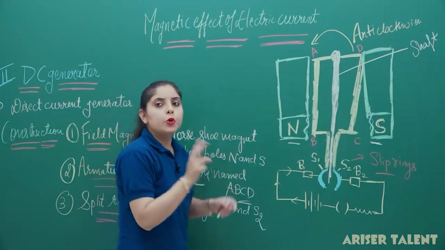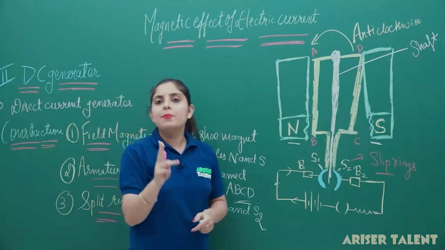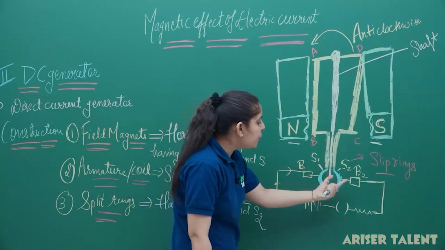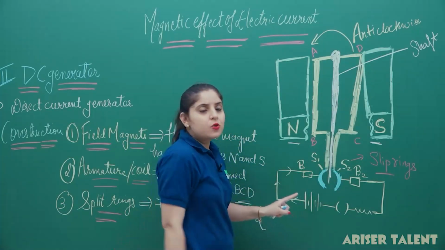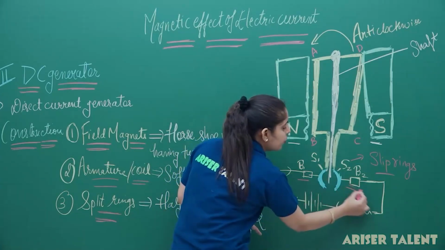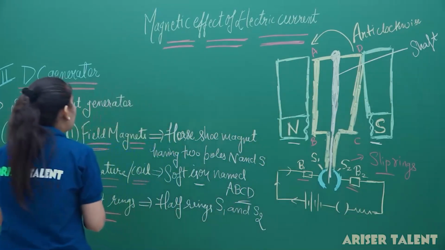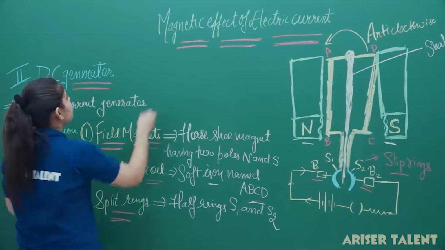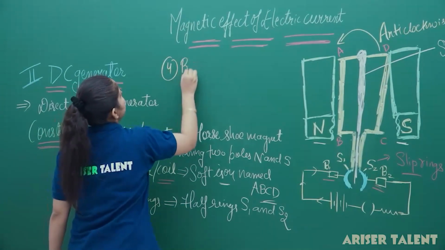Now, you have to connect two carbon brushes, B1 and B2, along with these slip rings. So, I have connected two brushes here. You can see here in the diagram. So, the fourth thing we have taken is the brushes.